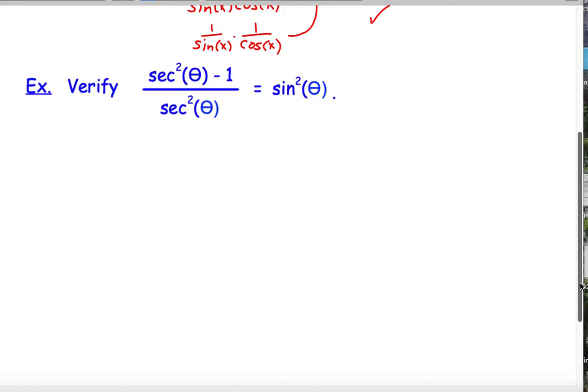Now, obviously, it's clear which side is more complicated. We can see that the secant squared minus 1 over secant squared is probably the one we're going to try and simplify.